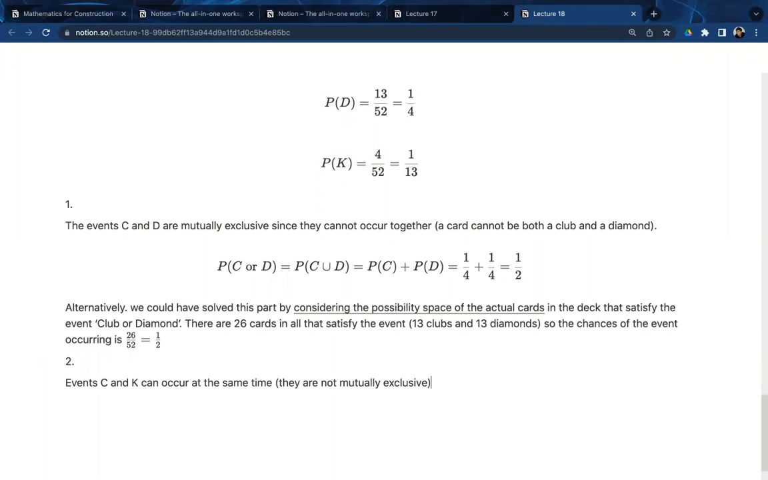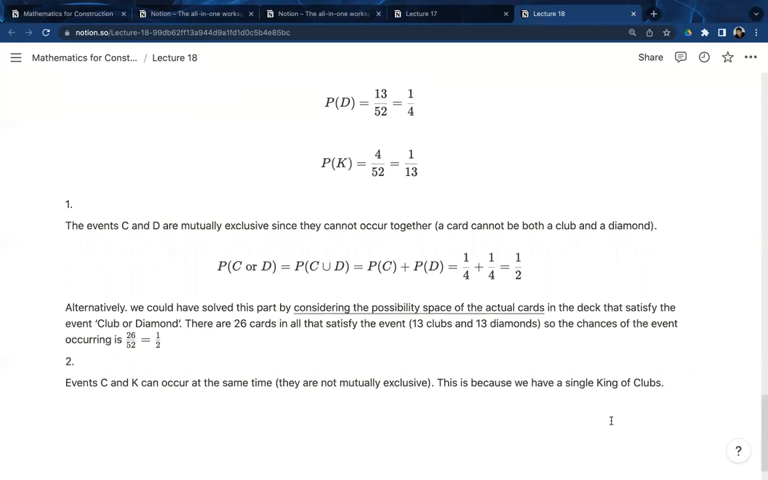They are not mutually exclusive. This is because we have a single king of clubs. Okay, that's the intersection. There is a card that's a king and a club, so they can occur at the same time.